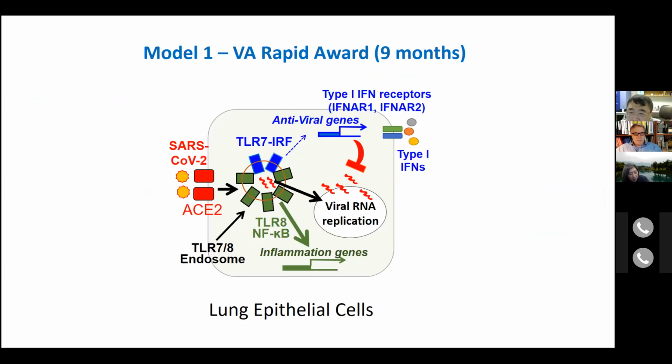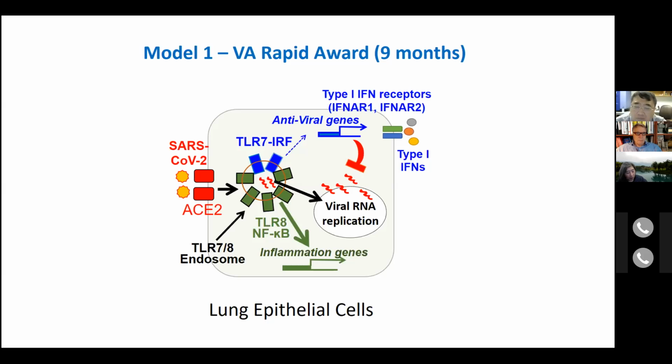This was submitted in March even, so that means it was the first time we were submitting a COVID-19 grant, and we quickly put it together. This is the simplest model we came up with. This is when COVID-19 infected the lung, just what happened in the lung. As a single-stranded RNA virus, the question was simple.